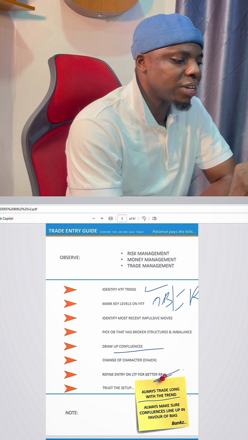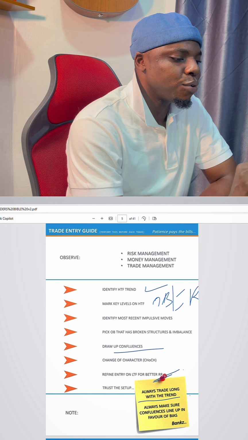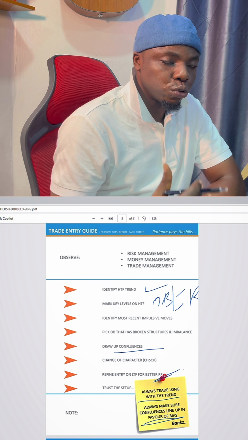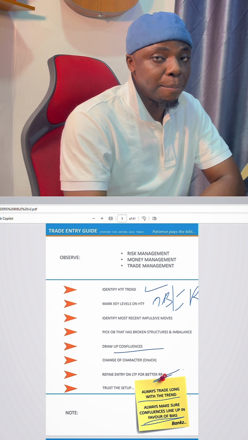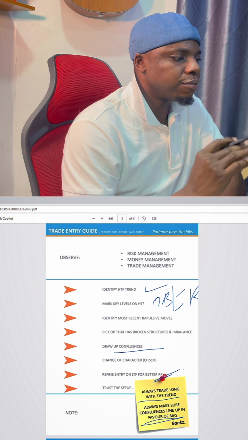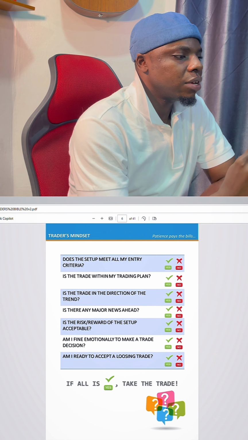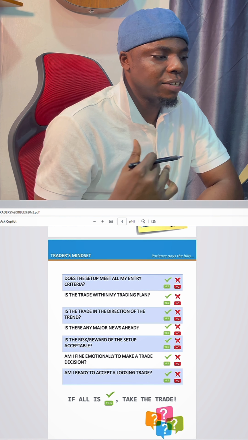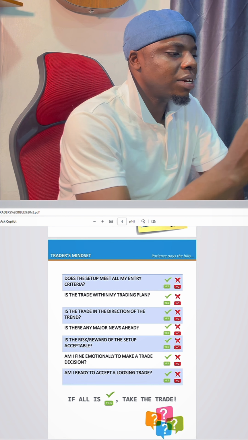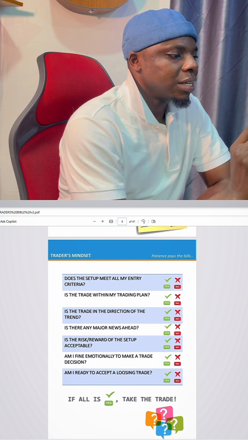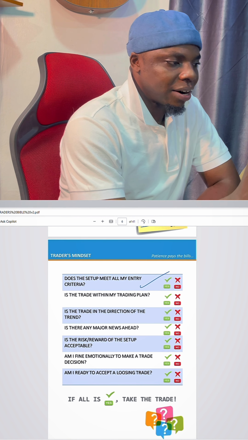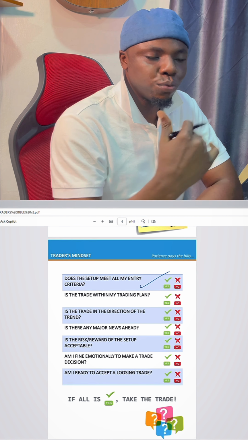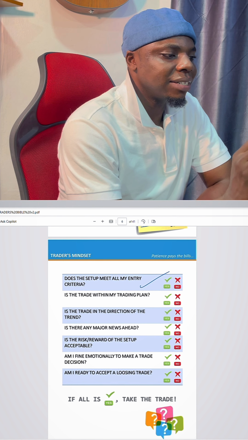Always make sure confluences line up in favor of your bias. So if your bias is a bullish market, make sure your confluences also line up in respect to a buy movement. Here we have some questions, though it's part of the rules. These are the questions you ask yourself when you are trying to place a trade. Now, does the setup meet all my entry criteria? You have to ask yourself, is this confluence aligning with what I want to do? Is the trade within my trading plan?